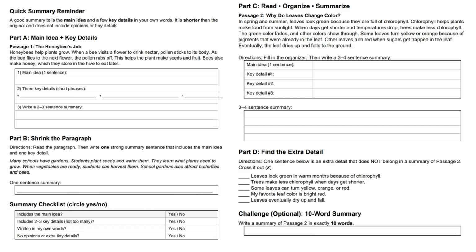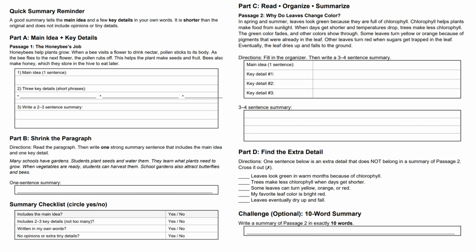Let's read it. In spring and summer, leaves look green because they are full of chlorophyll. Chlorophyll helps plants make food from sunlight. When days get shorter and temperatures drop, trees make less chlorophyll. The green color fades and other colors show through. Some leaves turn yellow or orange because of pigments that were already in the leaf. Other leaves turn red when sugars get trapped in the leaf. Eventually, the leaf dries up and falls to the ground.